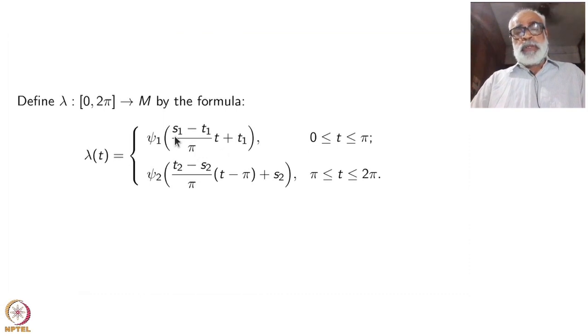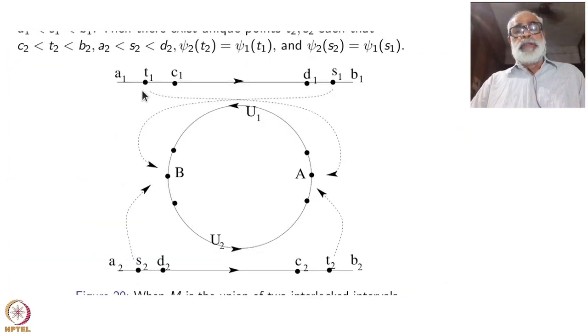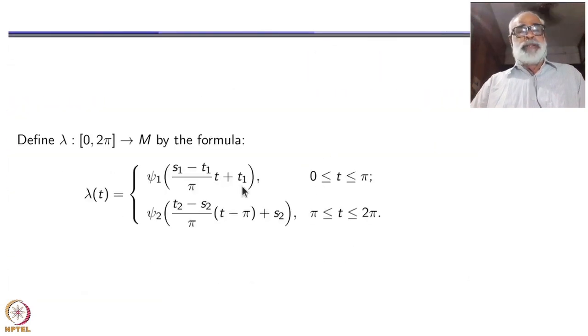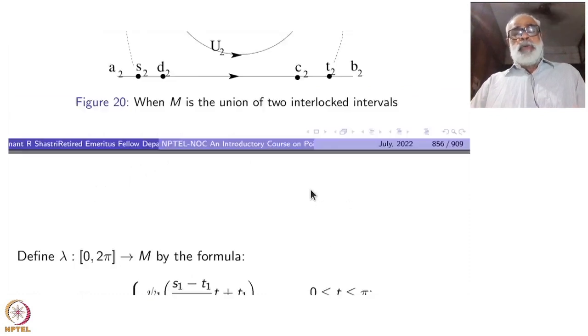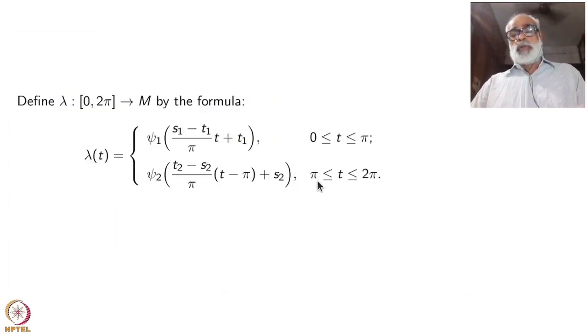What I have to do is put some aT plus b so that this interval T1 to S1 goes to 0 to pi. That is the whole idea. So this is the map. Similarly, S2 to T2 goes to pi to 2 pi. So it is S1 minus T1 by pi times T plus T1. When T is 0, this is T1. When T equals pi, pi pi cancels out, T1 T1 cancels, it will be S1. Similarly, when T equals pi here, this will be 0, so this will be S2. When T equals 2 pi, this will become pi pi, so T2 minus S2 plus S2, that will be T2. So you take Psi of this, Psi of that.